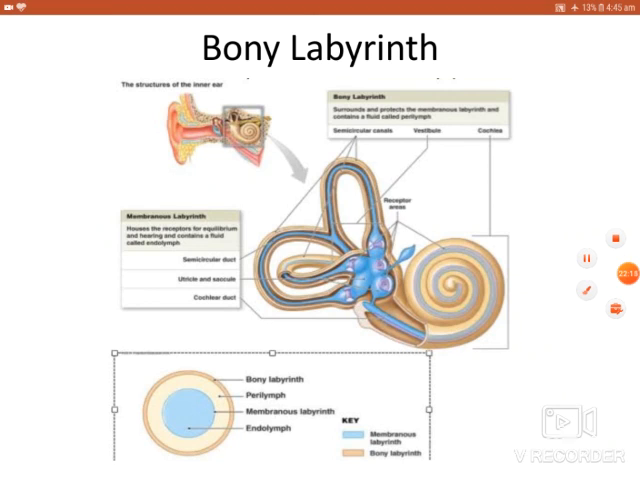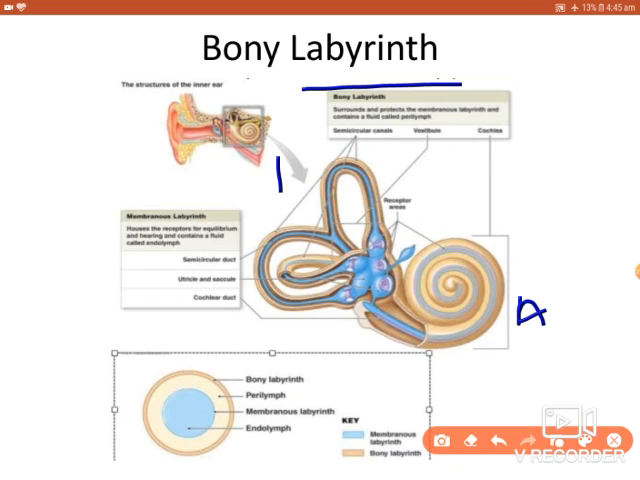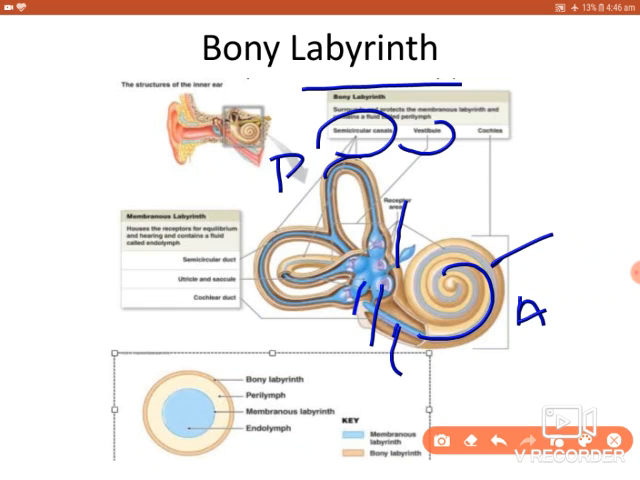So the parts of the inner ear are the bony labyrinth and the membranous labyrinth. From anterior to posterior, the bony labyrinth consists of the cochlea, the middle portion, that is the vestibule, and posteriorly the semicircular canals. Inside the bony part there is the membranous labyrinth, which includes the cochlear duct, saccule, utricle and the semicircular ducts. The membranous labyrinth contains endolymph. The space between the bony labyrinth and the membranous labyrinth contains perilymph.